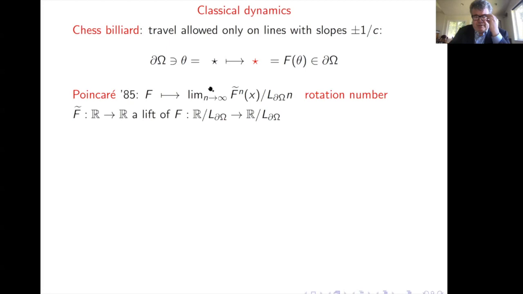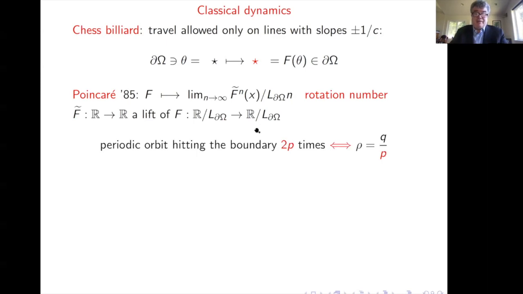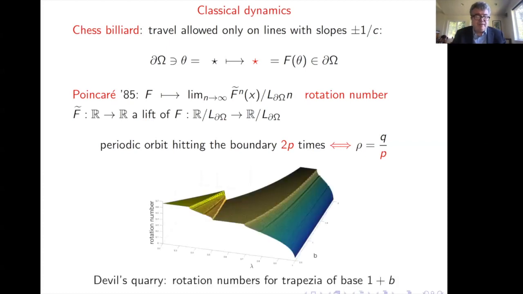And then remarkably, this n here means nth iterate of this map. This limit exists and is independent of the x that you took. So it's a simple analysis exercise, but a very neat one. And a remarkable property of this map is that a periodic orbit hitting the boundary 2p times, like this rectangle that we saw, is equivalent to the rotation number being a rational number p over q with p and q coprime, giving the rho.